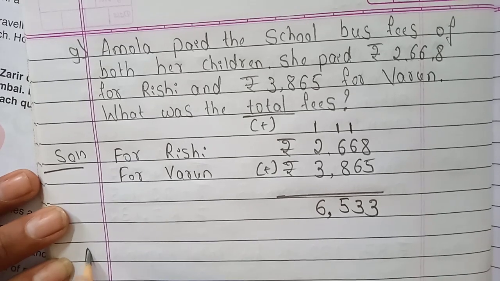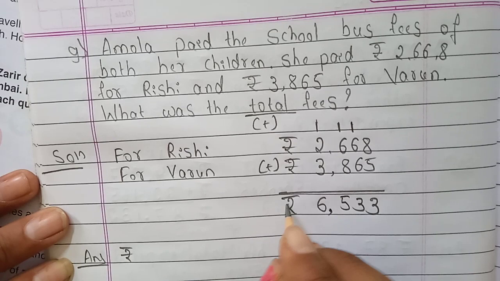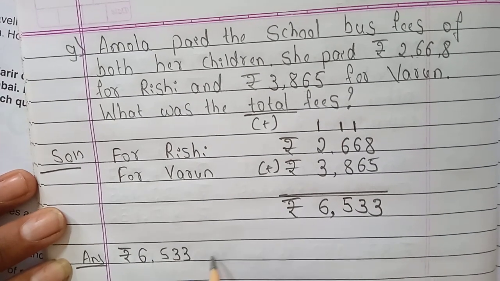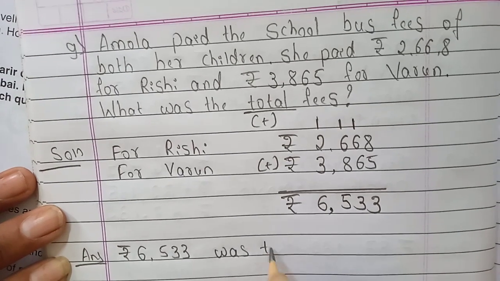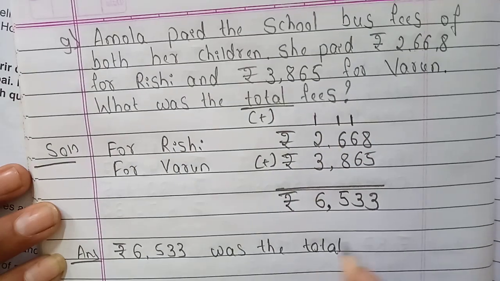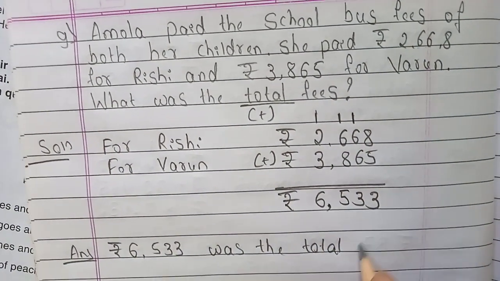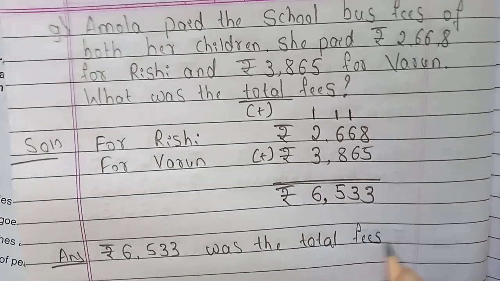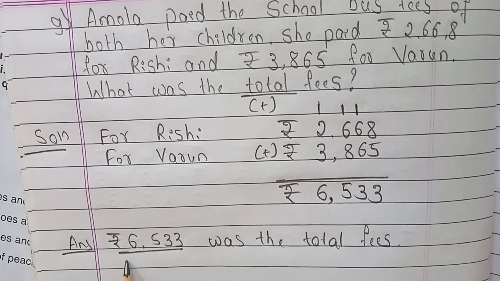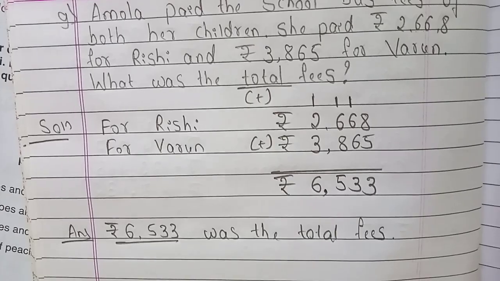So, what was the total fees? Here we have to write the answer as rupees. How much rupees do we have? 6,533 was the total fees. Here the same line we have to write, but instead of the word total fees we write the total amount, and the remaining words we write as they are. This is the total amount Amol paid for the bus fees of his 2 children.